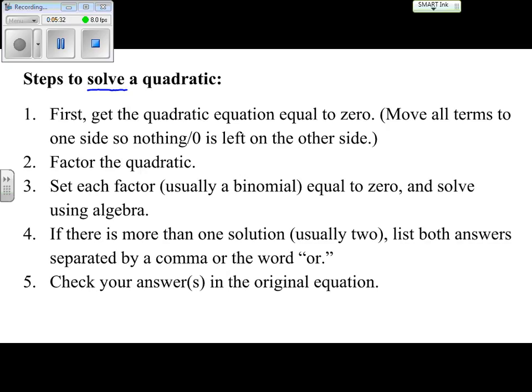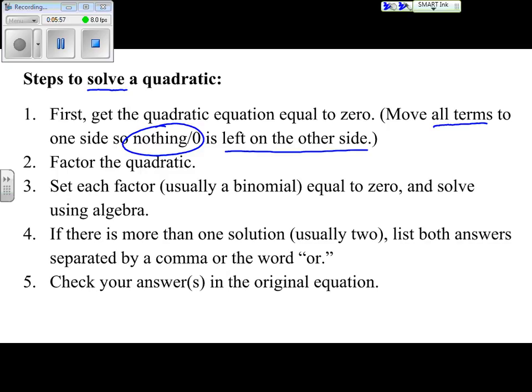So first thing we want to do is get the quadratic equation equal to 0. Sometimes they'll already be equal to 0, but if not, you're moving all the terms, anything with an x, anything with a constant, over to the other side, combining any like terms if that hasn't already happened, and then you're going to have nothing, or a 0 essentially, left on the other side. I usually move all my stuff to the left side of the equal sign, so my 0 is on the right, but you could do it in either direction.